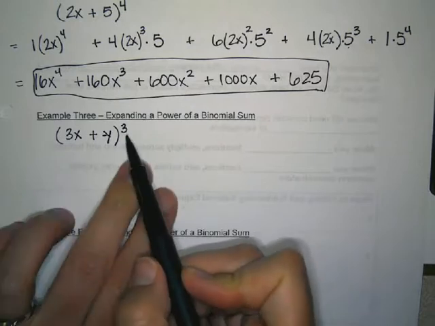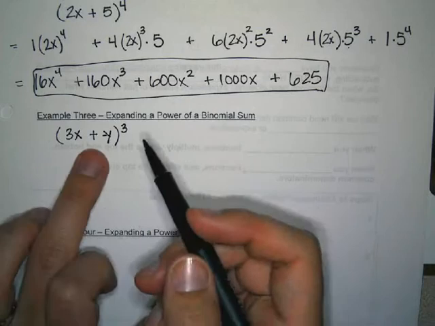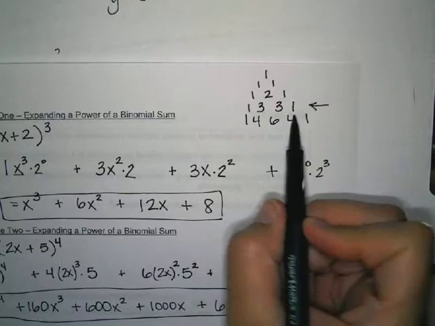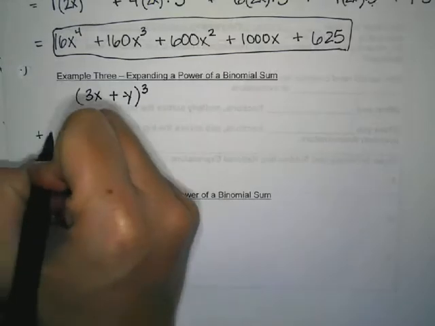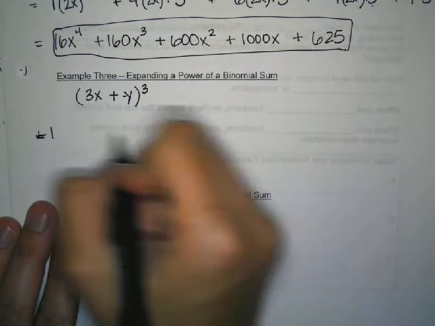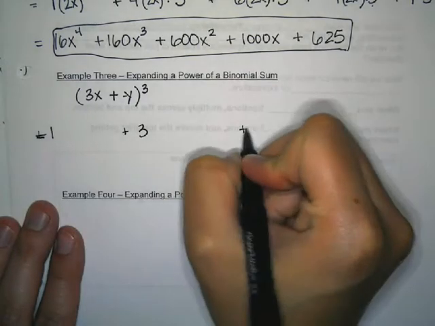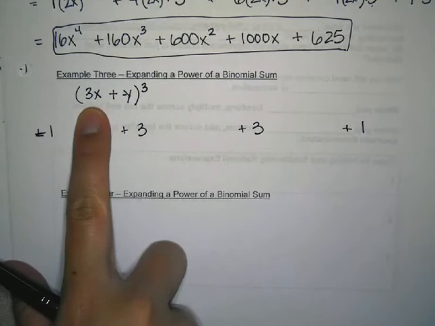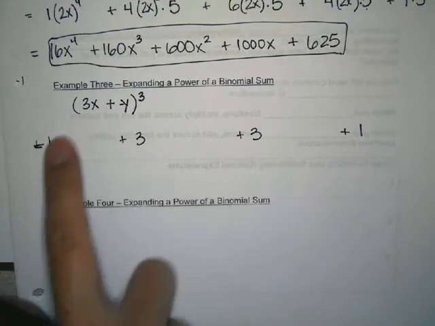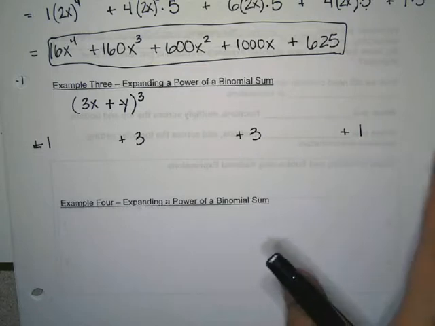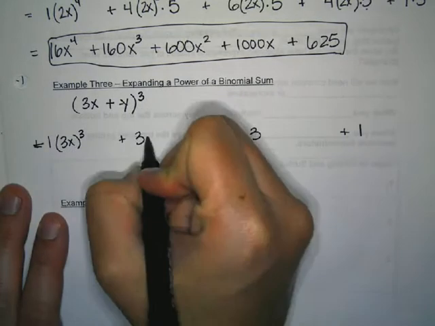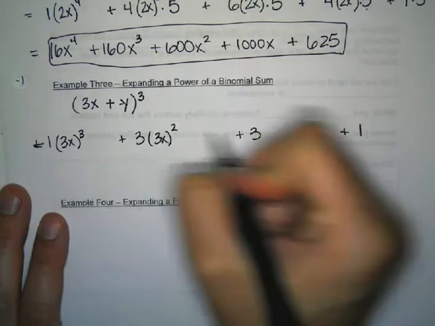The 3, so we start with our coefficients. 3 indicates that I'm going to use the third row, which means I'm going to use 1, 3, 3, and 1 as my coefficients. So I'm going to spread those out a bit. And then we're going to take our first term, this 3x, and this is the one that decreases an exponent as you go. So we're going to start with our first term being raised to the third, so 3x cubed, and then every term after that decreasing by 1.